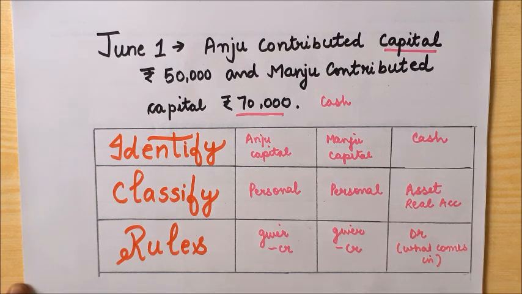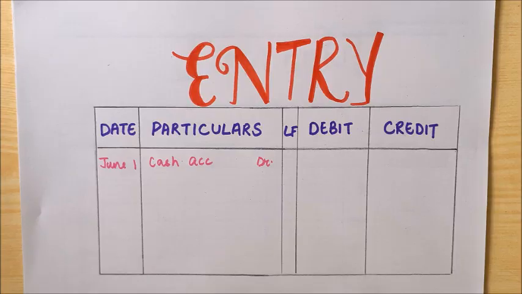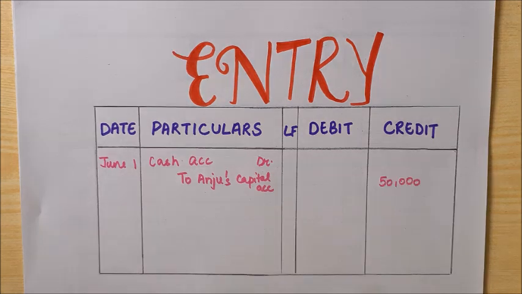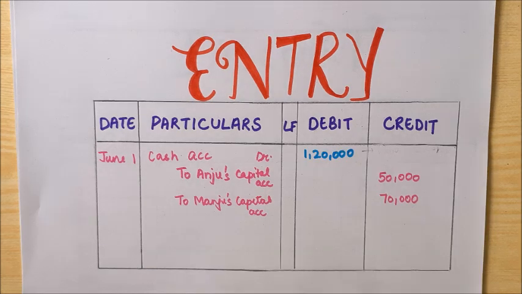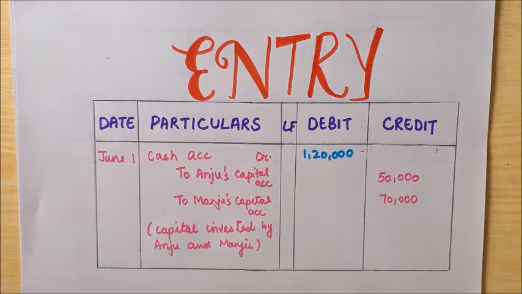Let's pass the necessary journal entry. So, date June 1, cash account debited, with the debit amount 1,20,000. To Anju's capital account 50,000, to Manju's capital account 70,000, and in the cash column we'll write the combined amount, that is 50,000 plus 70,000, that is 1,20,000, and narration: capital invested by Anju and Manju.